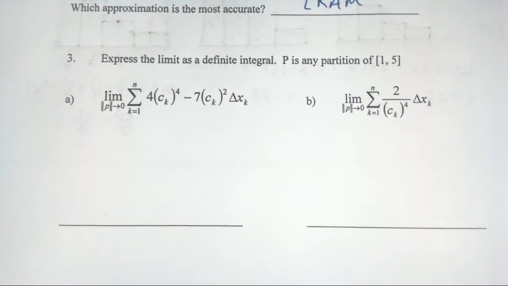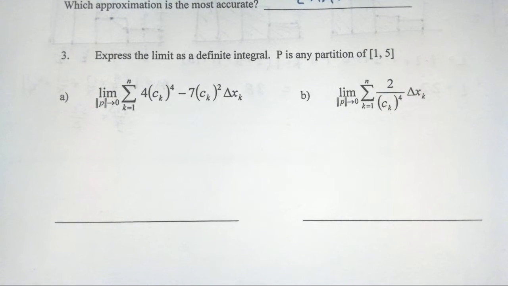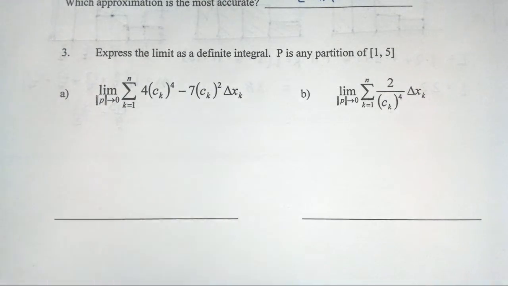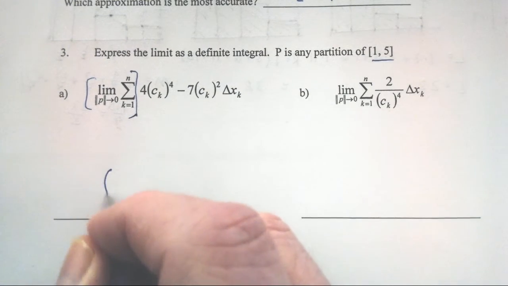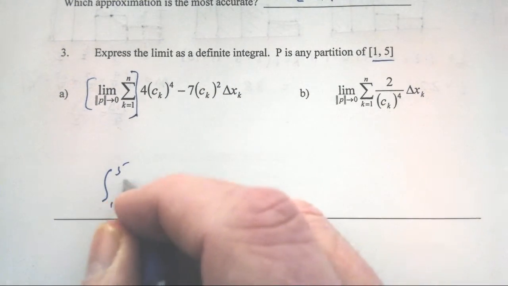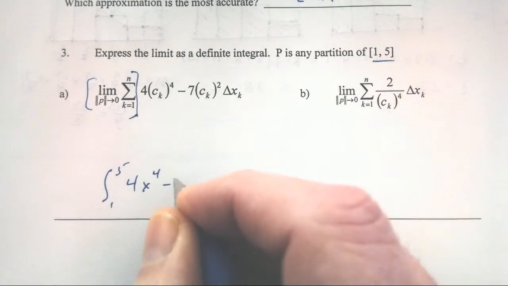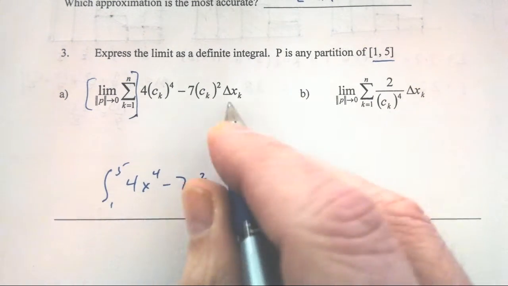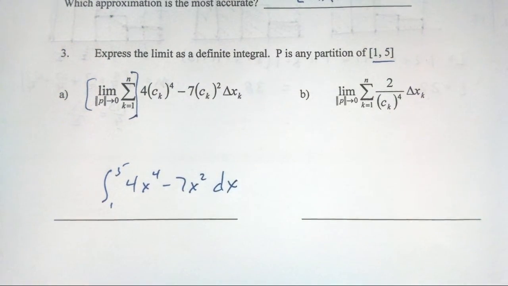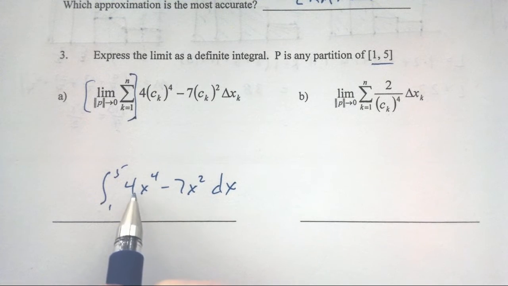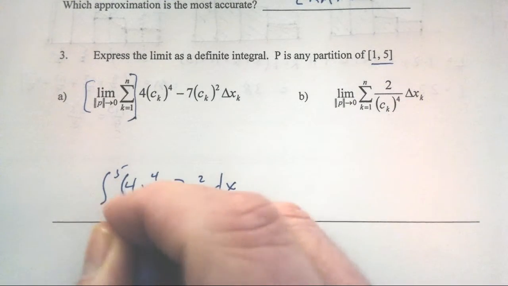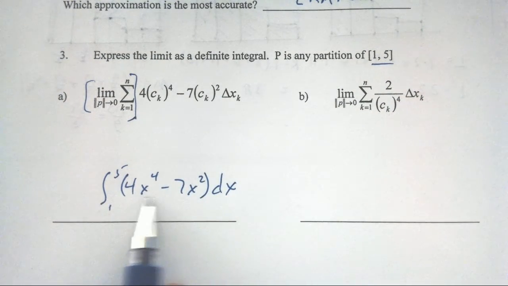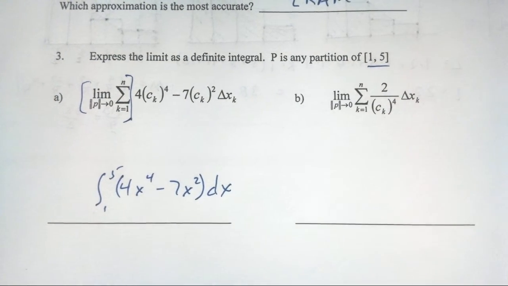Okay, number 3. These should be our favorite on here. A lot of notation going on here, but we've learned to read between the lines. This basically means we're going to find our integral from 1 to 5. And we're just going to have 4x to the 4th minus 7x squared, and this is our dx, and this is the most likely way to miss a point on this. It is not 4x to the 4th minus 7x squared times dx. It's all of this. That's the function. That's the y times the x.